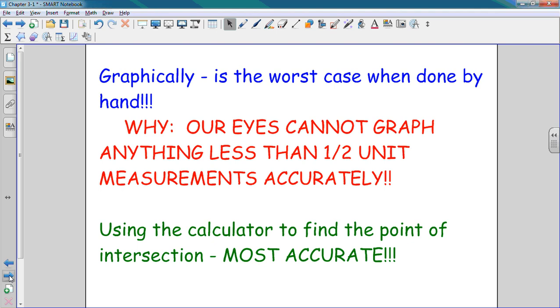Okay, graphically is really, really hard to do because you can't tell the answer by just eyeballing it after you graph it, because there are mistakes by the human hand. That's why we use the graphing calculator to solve graphically. Okay?